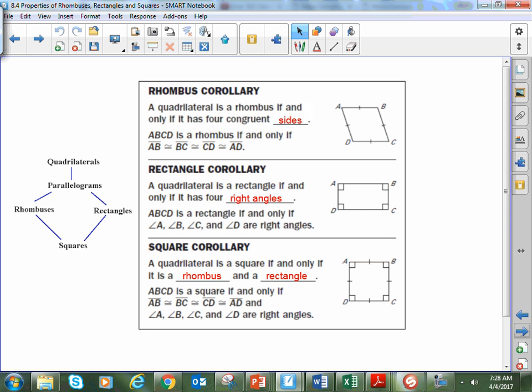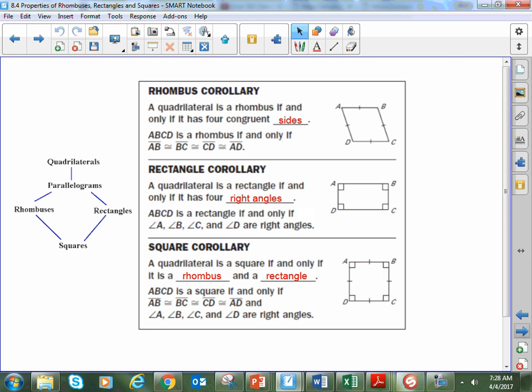Here we're looking at some other characteristics. This is kind of like going backwards. If a parallelogram happens to have all four sides the same, then we would be able to classify it as a rhombus. Here again, if you're given a parallelogram that has four right angles, then you'd be able to say it's a rectangle, and so on.